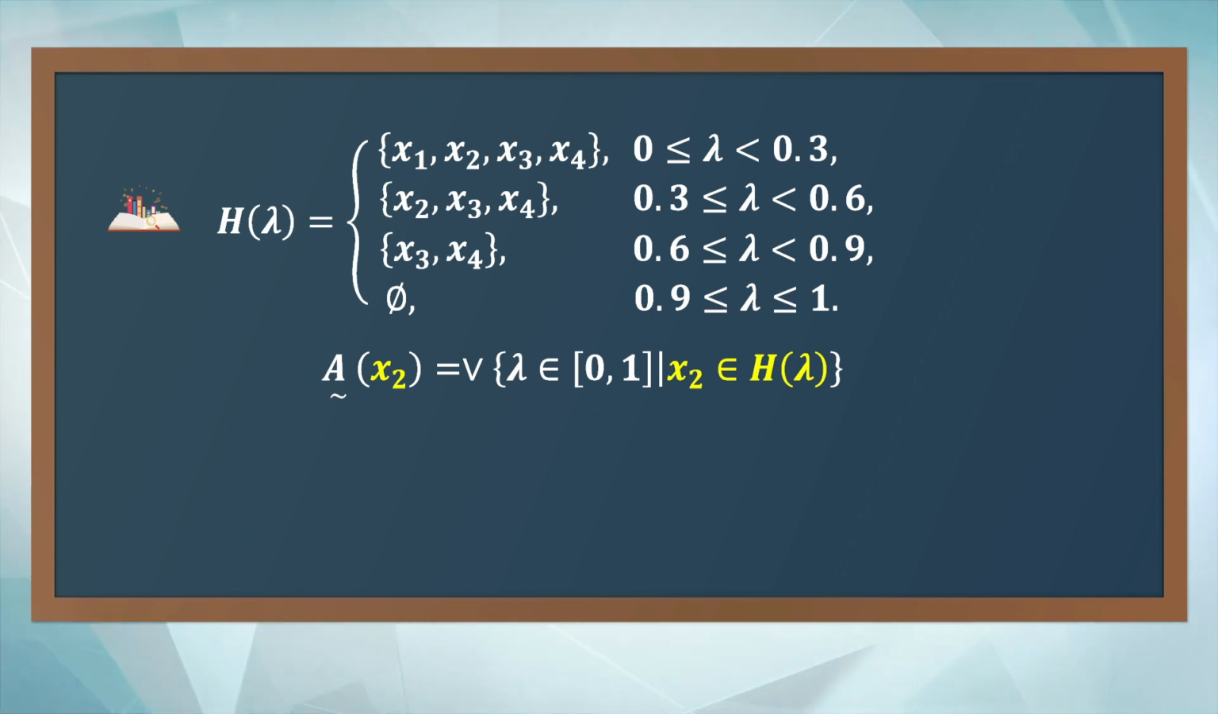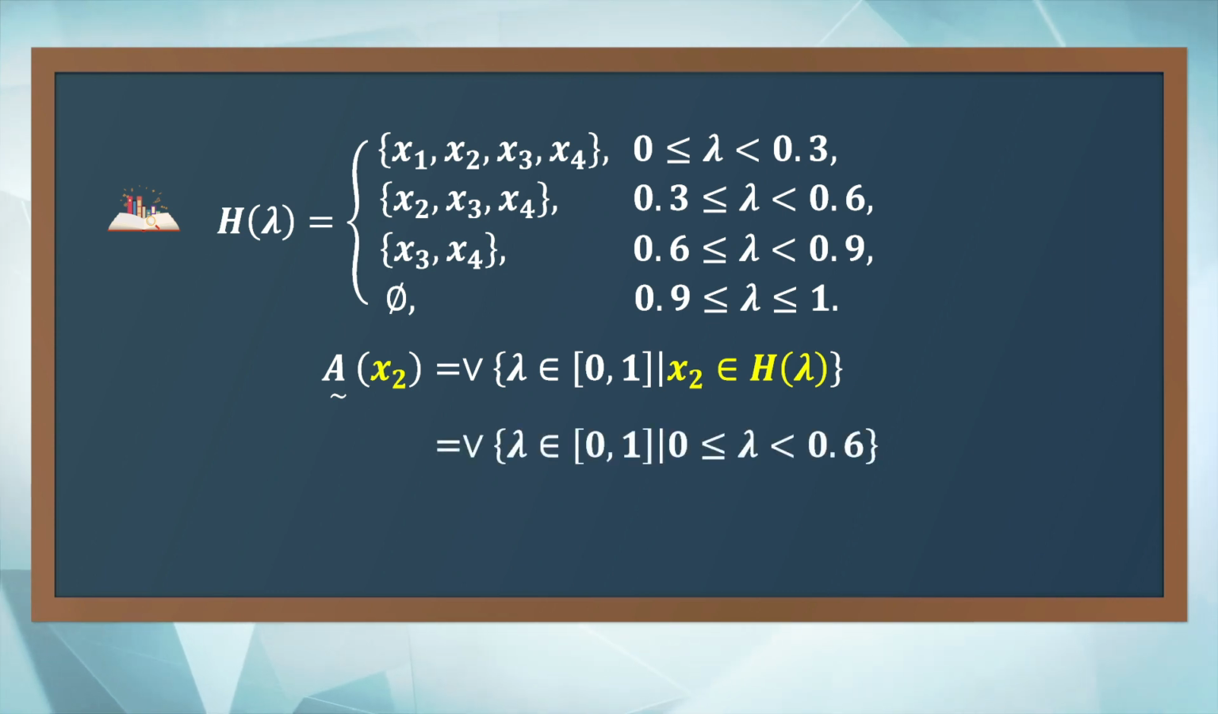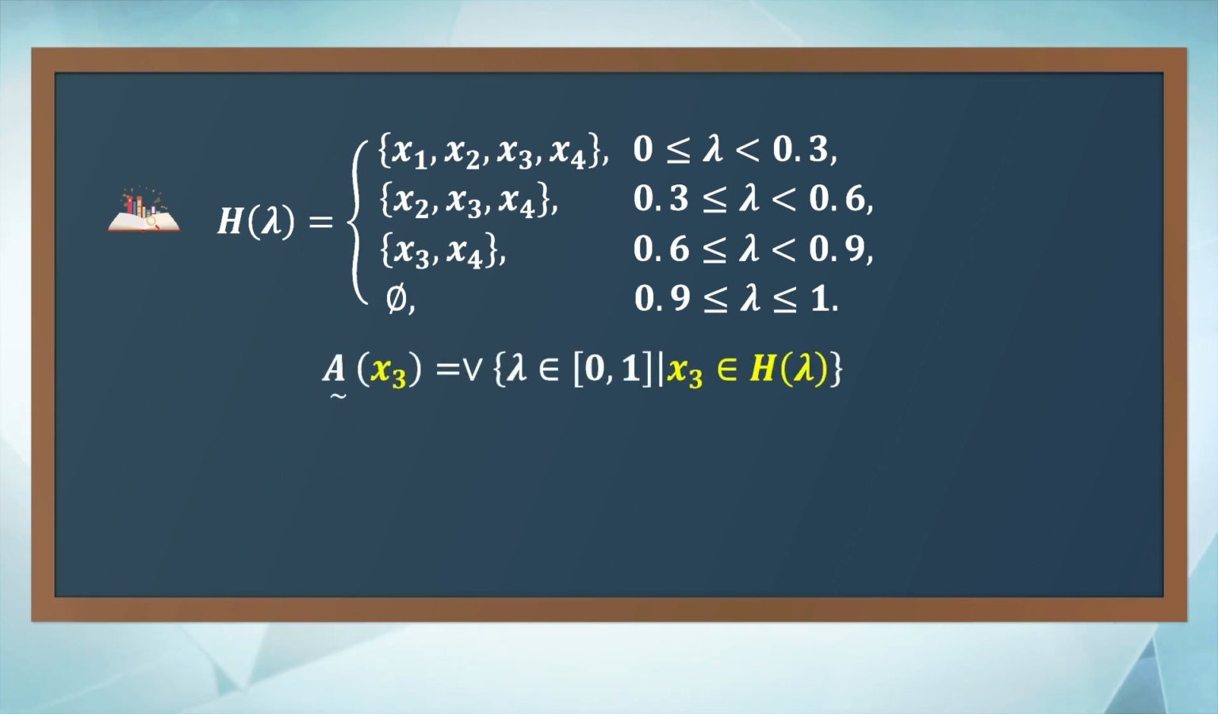Similarly, using the same formula, replacing x1 by x2, we have the degree of membership of x2 in A is the supremum of lambda such that x2 is in h of lambda. Element x2 is in h of lambda if 0 is less than or equal to lambda, less than 0.6. But x2 is not in h of lambda if lambda is greater than or equal to 0.6. The supremum is 0.6.